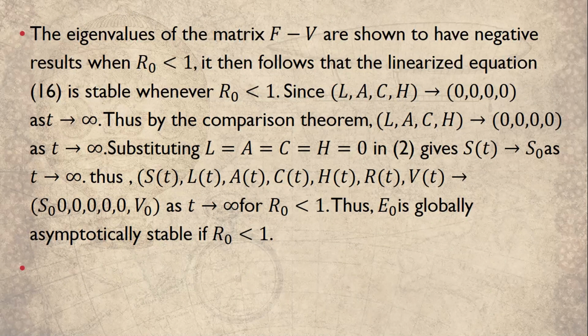Since L, A, C tend to 0 as T tends to infinity, thus, by the comparison theorem, we have L of T, A of T tending to S naught and V naught as T tends to infinity. Hence, if it satisfies this condition, which we have shown that it does, then the disease-free equilibrium is globally asymptotically stable.